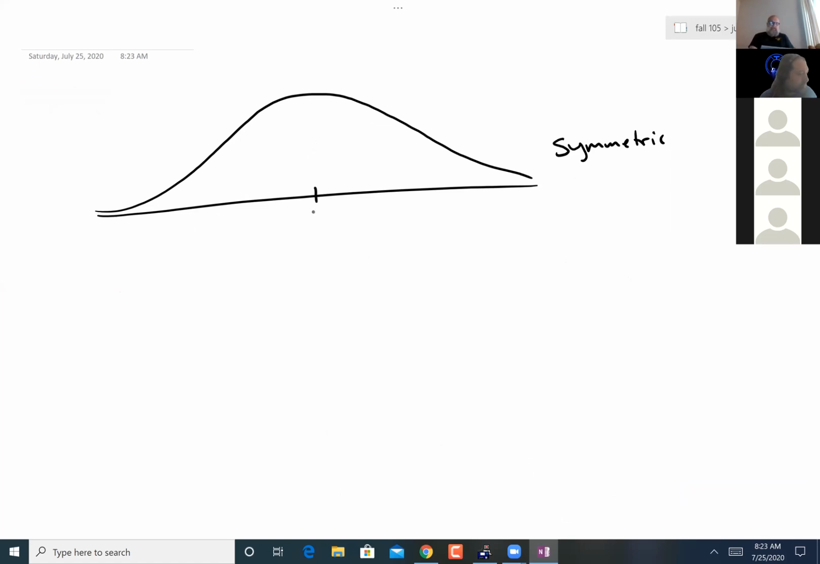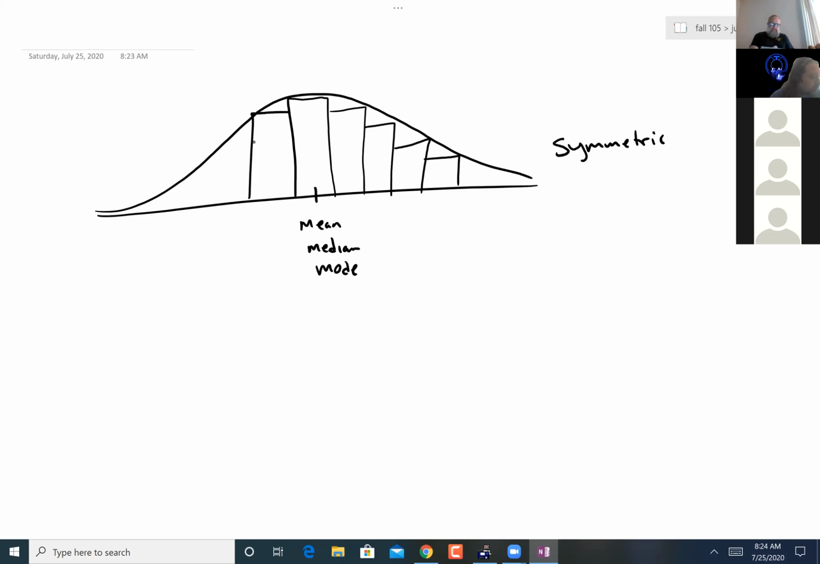symmetric. And what that means is that the mean, or the average, whatever you want to call it, and the median, and for that matter, the mode, are all right smack dab in the middle. This is really a picture of what the histogram would look like if you were to draw a histogram. They would have the exact same number, or pretty darn close to it, on both sides. It would be nice and symmetric like this, okay?